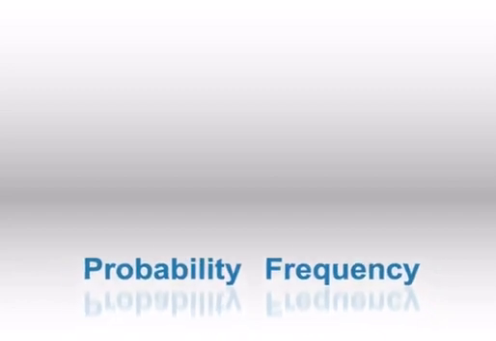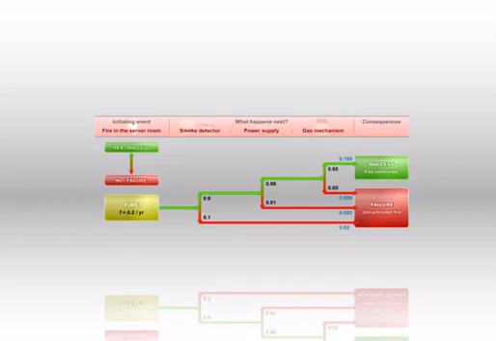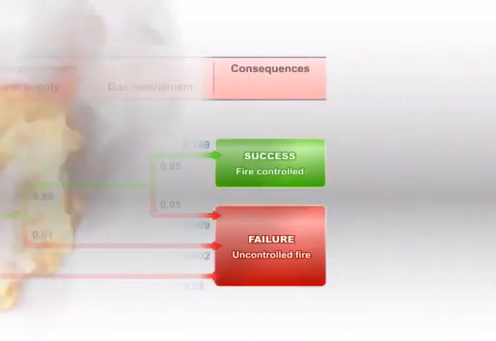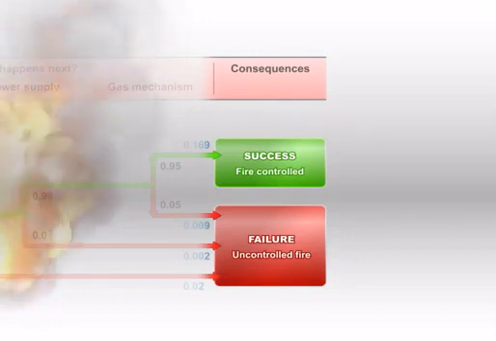One way to estimate the probability and frequency of a system succeeding or failing is to use event tree analysis. Event tree analysis starts with a potentially hazardous initiating event and ends with the possible consequences of the event, including the probability of a situation being controlled or not.